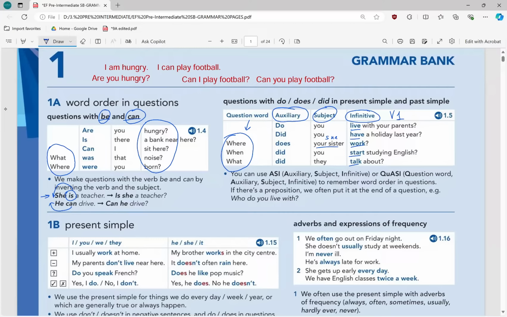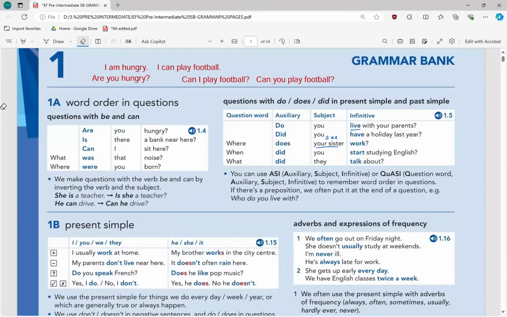If you would like to remember the formula, because some students like to remember through formulas, here they're giving you a formula of how to do it for the second part. You can memorize ASI if you want. This is without a question word. A stands for auxiliary, S stands for subject, and I stands for infinitive. So ASI. And QASI, this is with a question word: question word, auxiliary, subject, and infinitive. This is another way of learning it.